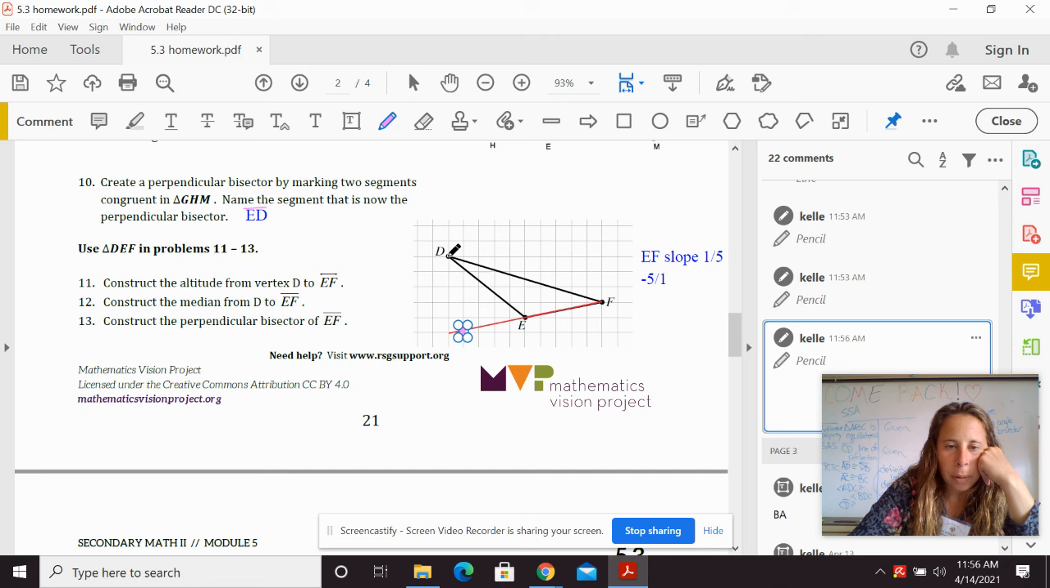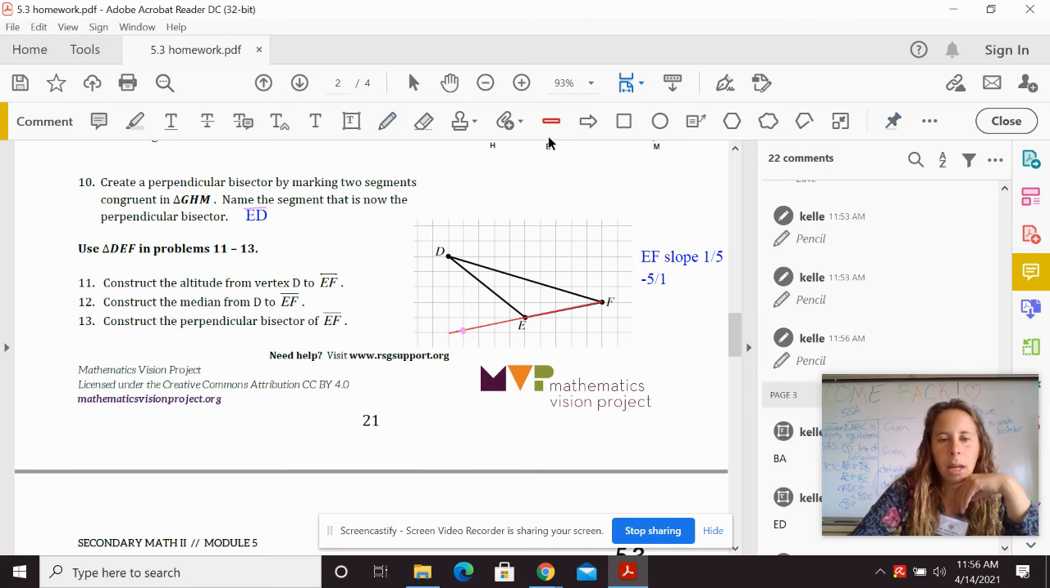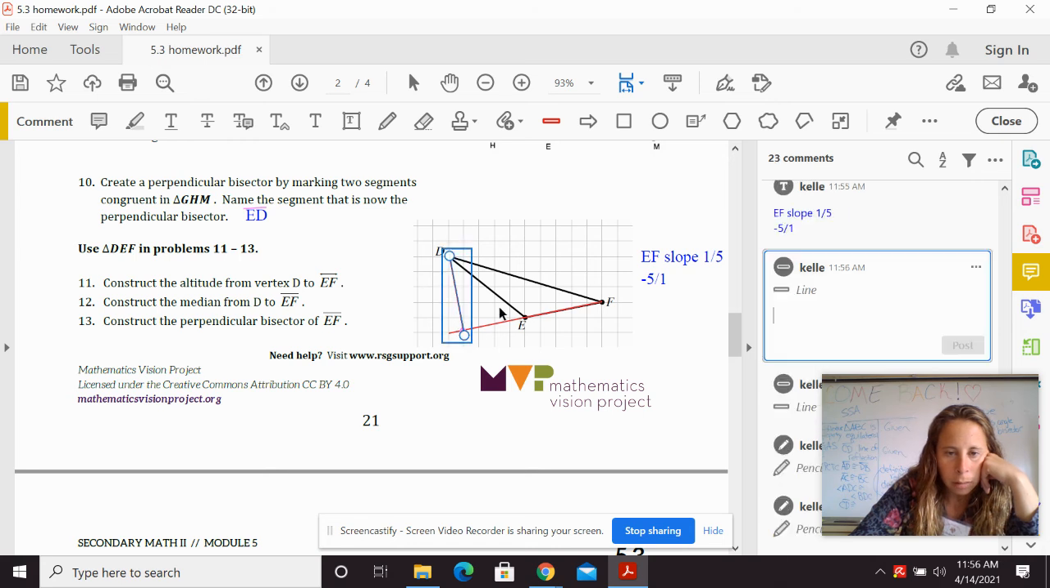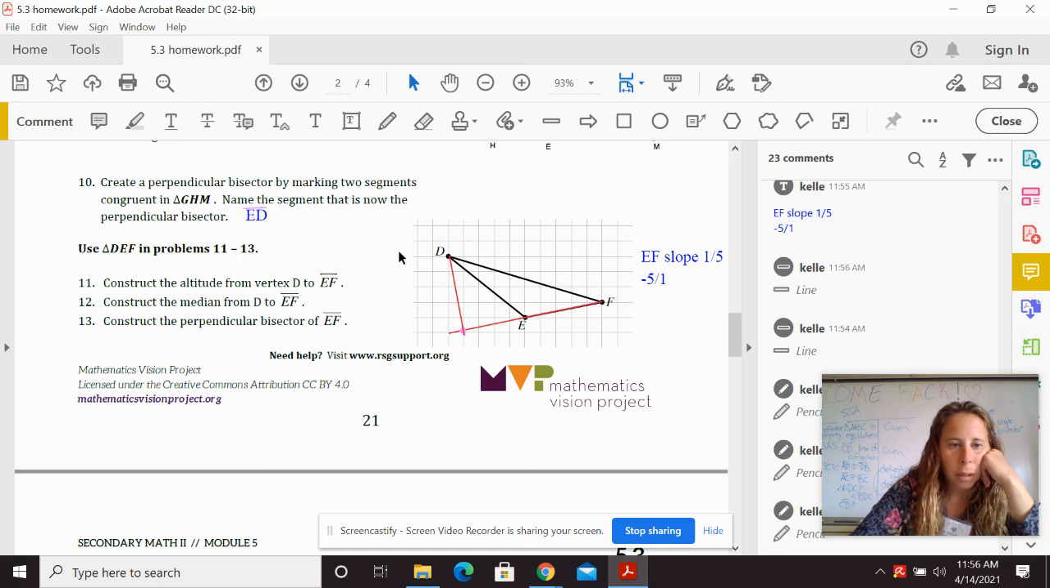Okay. So it's coming from D because it has to come from the vertex to the opposite side, or an extension of the opposite side. Right? And it has to be perpendicular, so it's going to have the opposite reciprocal slope of this line right here. So let me draw in the line, or attempt to. So there is your altitude.